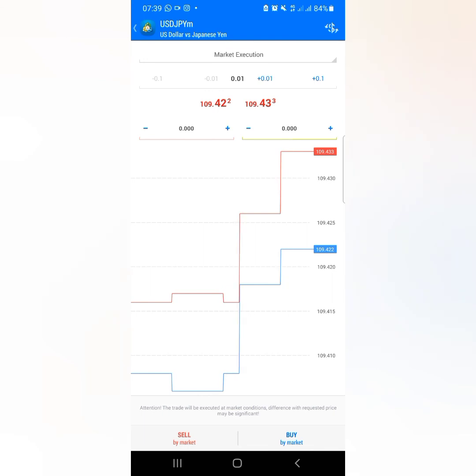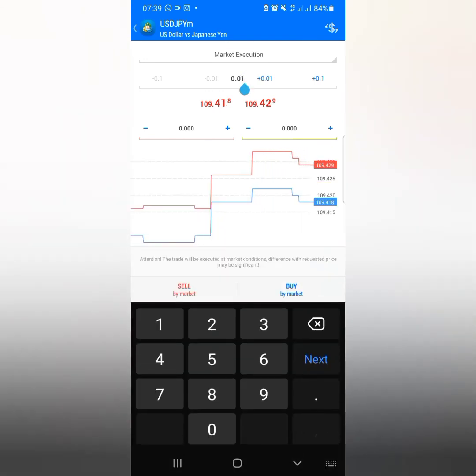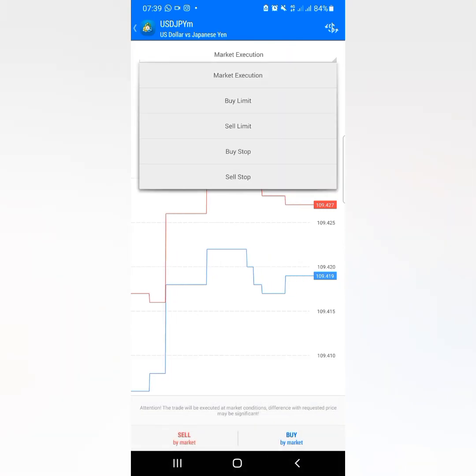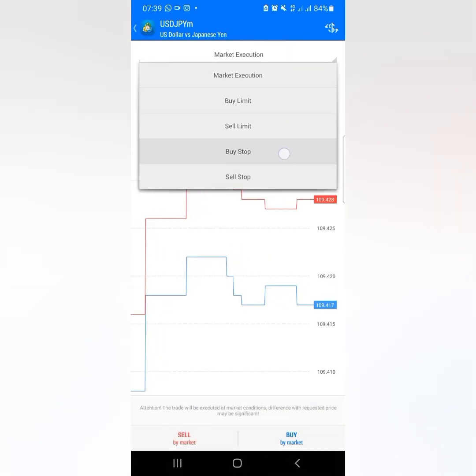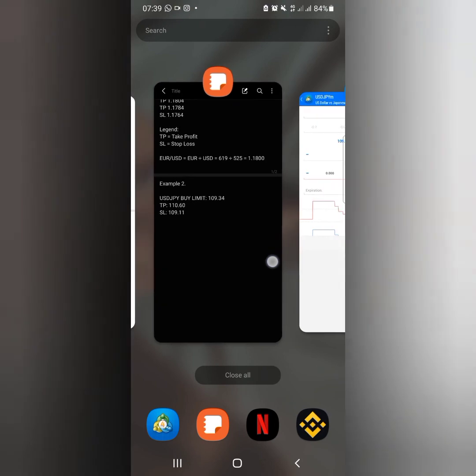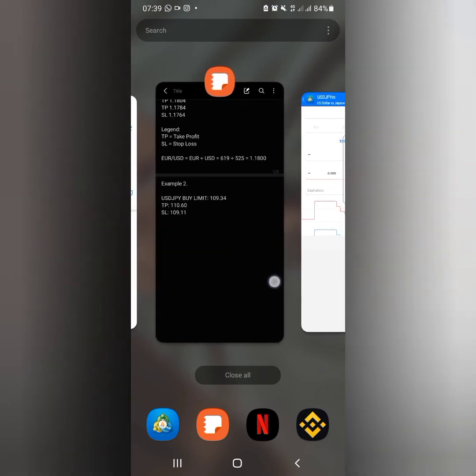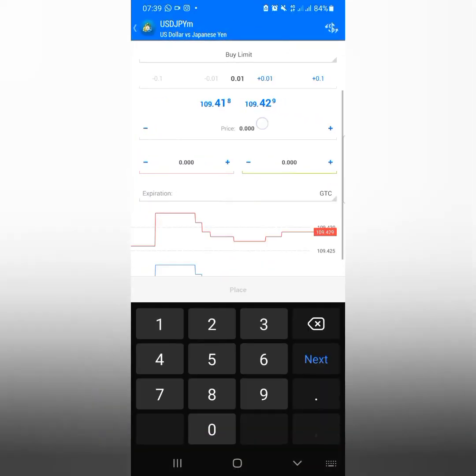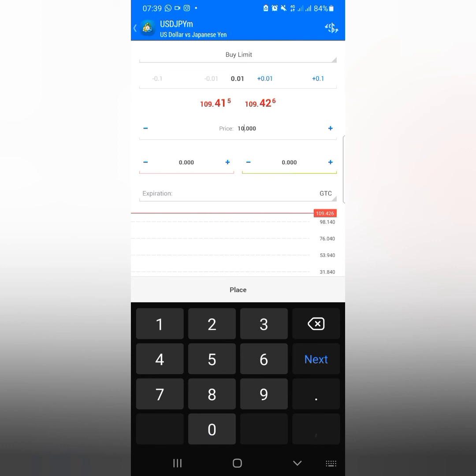So I want to take a buy order, but I don't want to take it at instant market execution. So how do I take this order? I'm simply going to use a buy limit order. It's like the opposite of a sell limit order, right? So you just play around and get used to how the order works. So buy limit 109.34. If it's a good signal provider, it's always going to tell you if it's a buy limit or a buy stop order. 109.34.